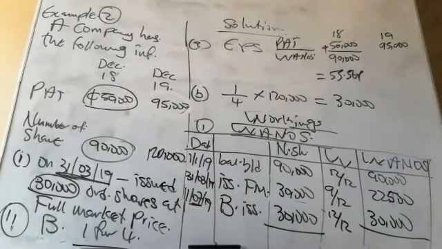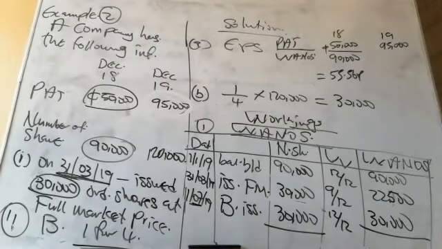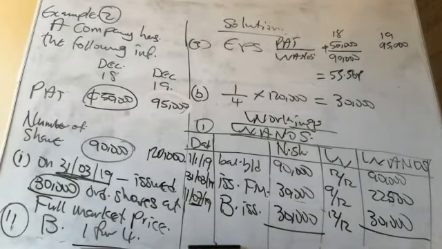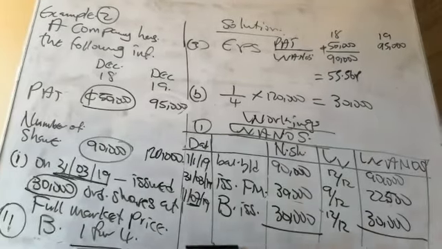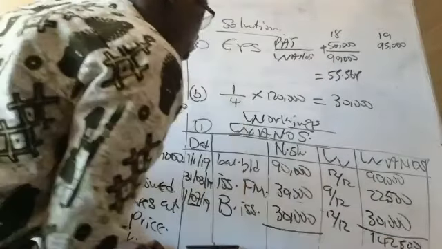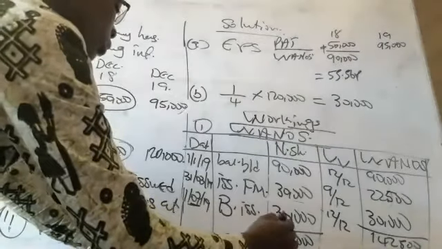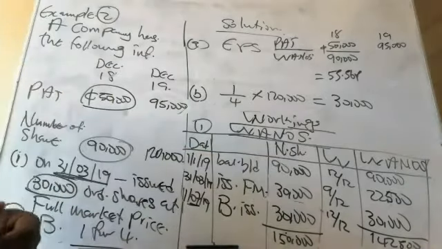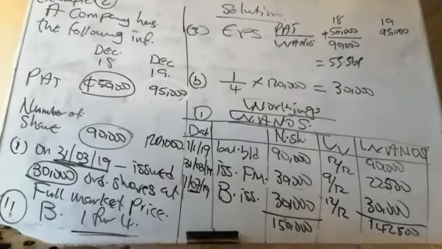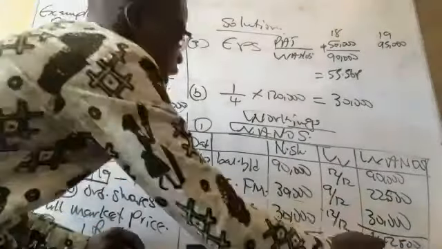So 112,500 plus 30,000. That'll give us 142,500. Then the shares in issue is 150,000 shares. So that will be the shares in issue. But the weighted average is what? 142,500. That's all. So let's go and include it. So this is the weighted average number of shares.